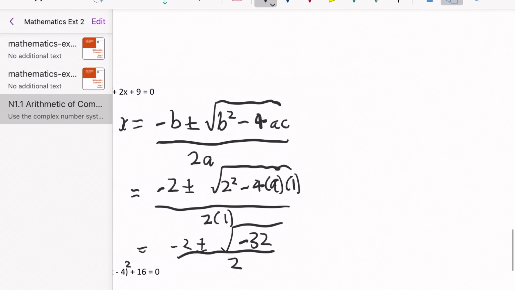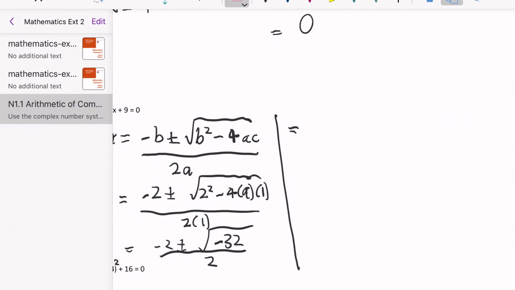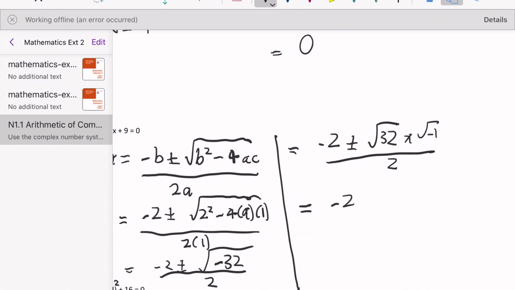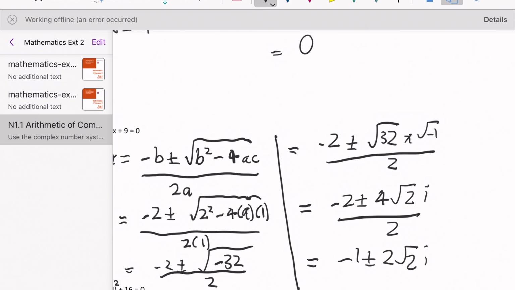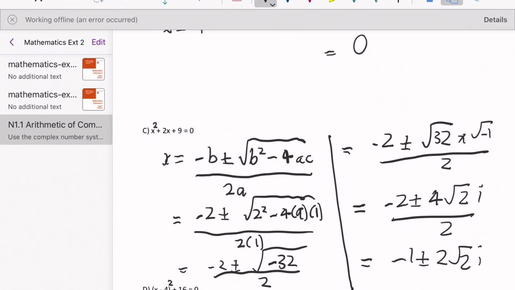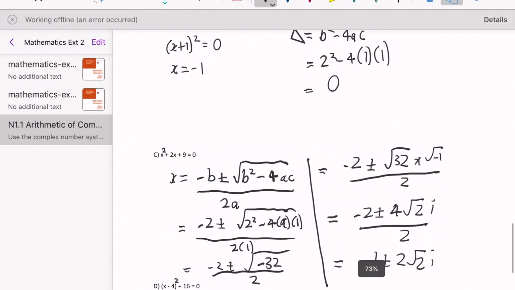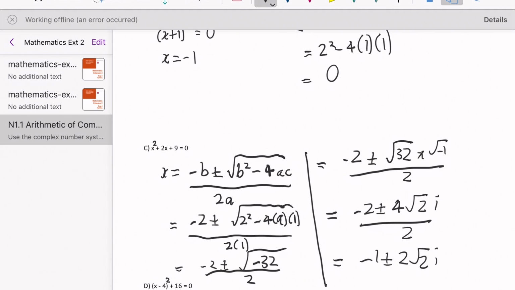Well, now that we know complex numbers, we can do the same as what we've done before. Let's continue up here. We can write this as -2 plus or minus root 32 times root -1, which is equal to -2 plus or minus 4 root 2 i over 2, which is equal to -1 plus or minus 2 root 2 i. So we've now found the complex solutions to this quadratic equation. Again, this satisfies the fundamental theorem of algebra as we've got the 2 solutions.